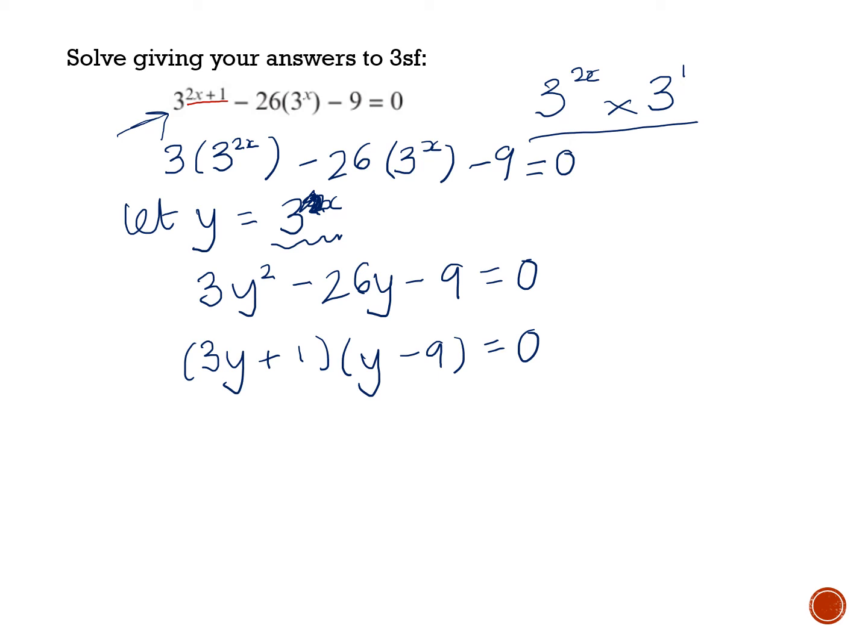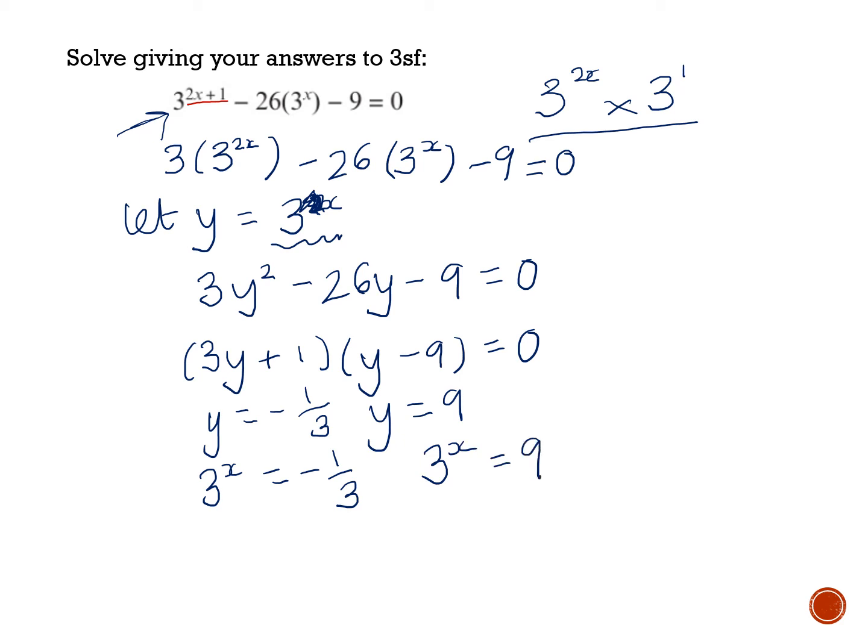You do need to show your working for it though, so do make sure that you write out the factorised form even if you use your calculator to help you. Right, so again, I've got two answers here. They're answers for y. I've got to put my substitution back in. So 3 to the x is minus 1/3, or 3 to the x equals 9.